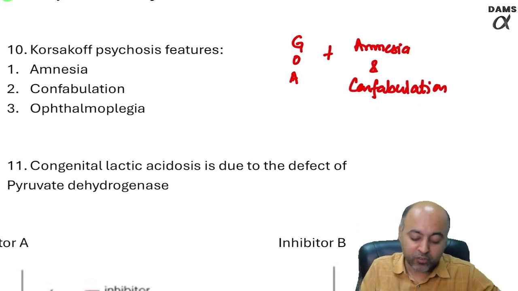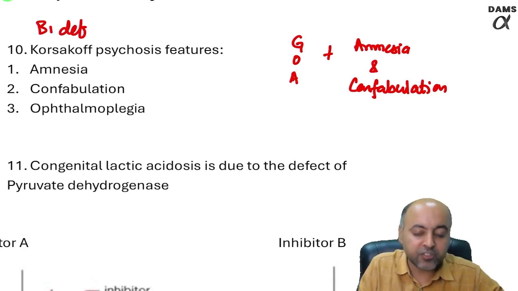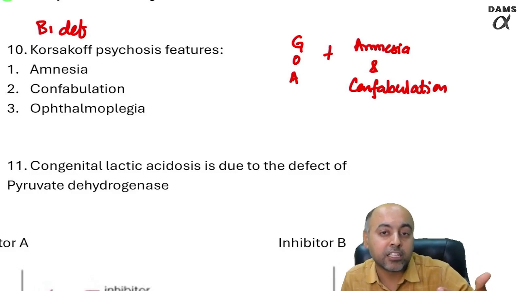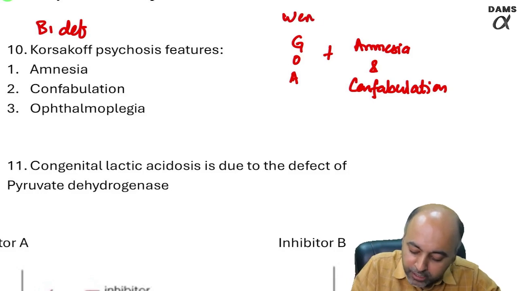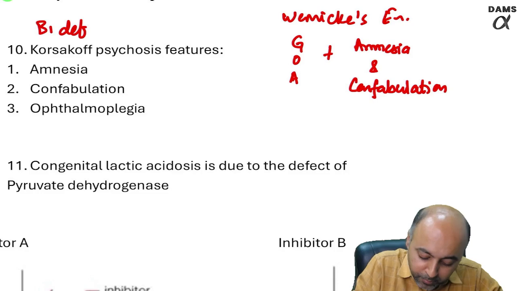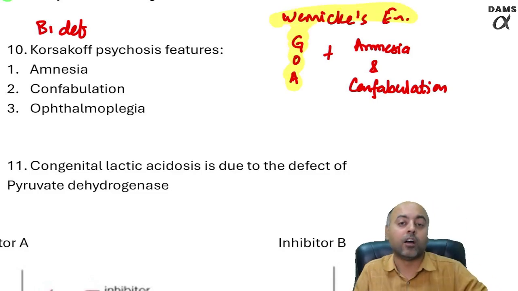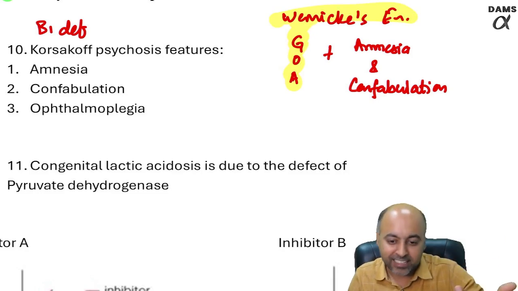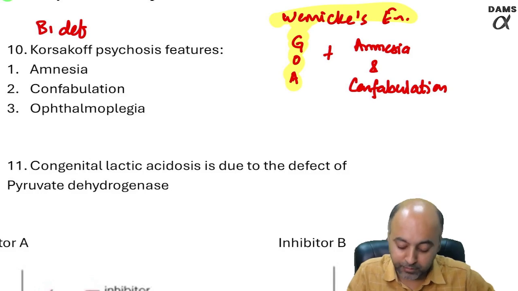Okay, moving on to the very important question, and that is B1 deficiency. B1 deficiency causes two things: beriberi and Wernicke's encephalopathy. Wernicke's encephalopathy is very commonly asked, so you should remember this. Wernicke's encephalopathy presents with what is known as GOA: global confusion, ophthalmoplegia, and ataxia. All of you know that. Global confusion, ophthalmoplegia, and ataxia.